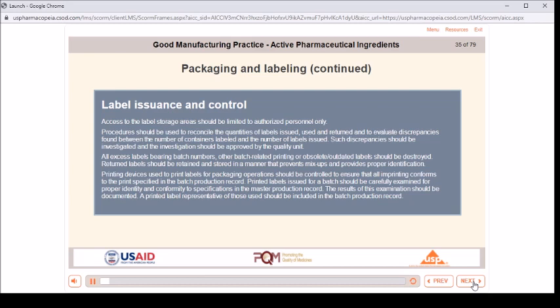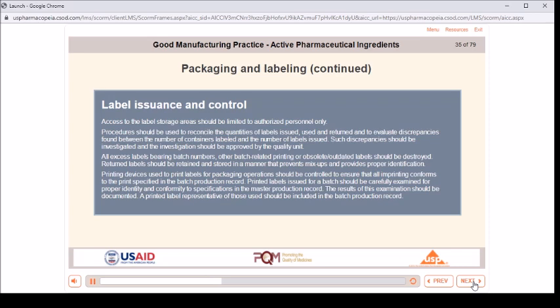Packaging and labeling, continued. Label issuance and control. Access to the label storage areas should be limited to authorized personnel only. Procedures should be used to reconcile the quantities of labels issued, used, and returned, and to evaluate discrepancies found between the number of containers labeled and the number of labels used. Such discrepancies should be investigated, and the investigation should be approved by the quality unit.